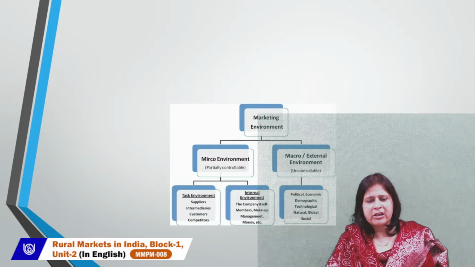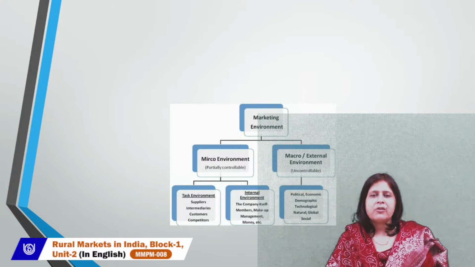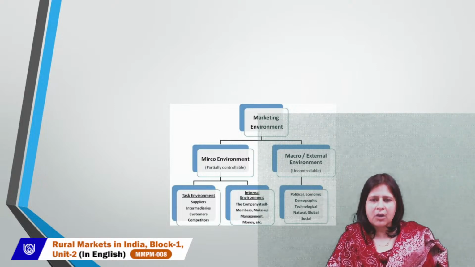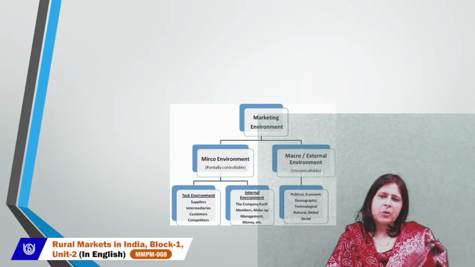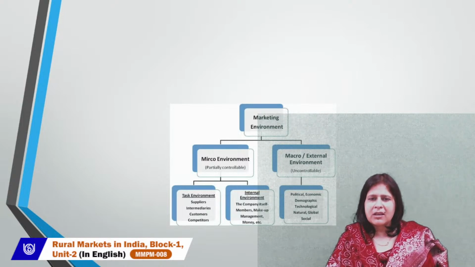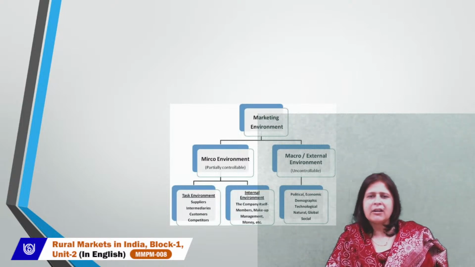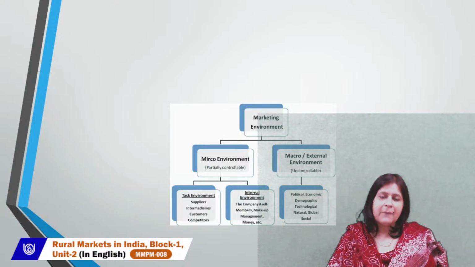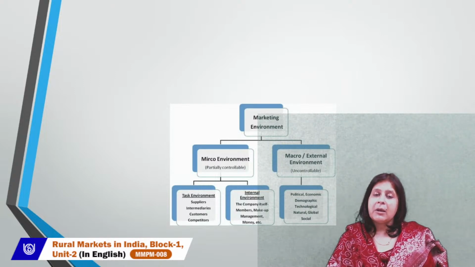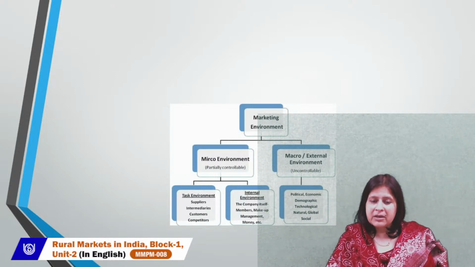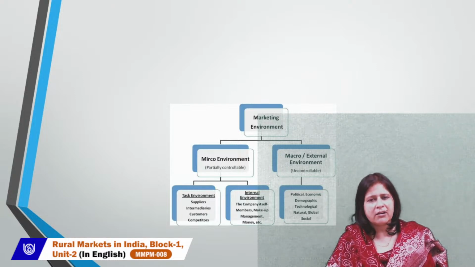It could be partially controlled, the task environment, like the suppliers, right? You should have a good relationship with the suppliers, customers, and the competitors, right? It is important to understand your strengths and weaknesses, opportunities and threats, and take steps accordingly. And at times intermediaries, all these come under the task environment. While the internal environment is the company itself, members, makeup, management, money, etc. All these are the internal environment.